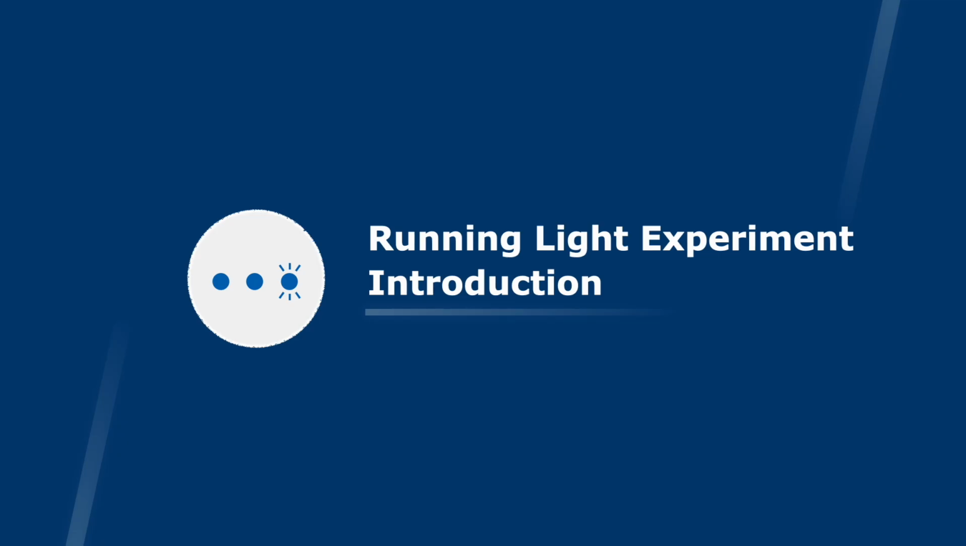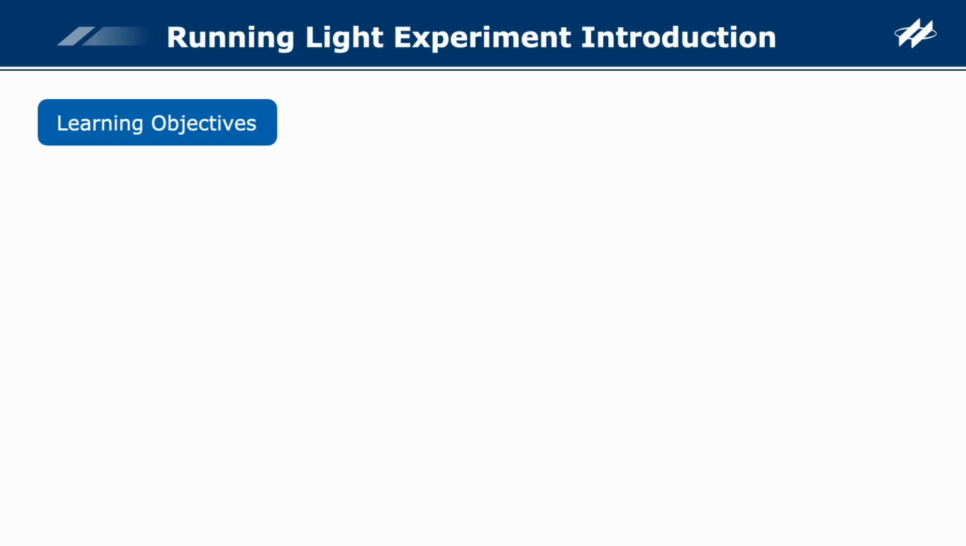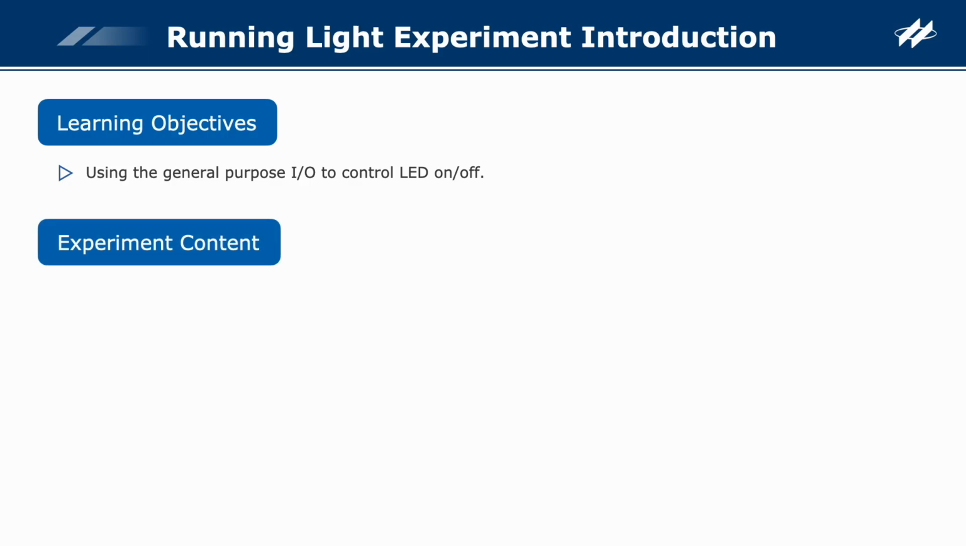Running Light Experiment Introduction. The learning objective of this experiment is to master the control of LED on/off using the general purpose I/O. Now, let's look at the experiment content.